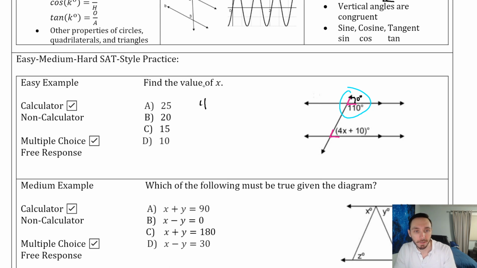They're the same. So we're going to have 4x plus 10 is equal to 70. And okay, everyone can solve. Well, this isn't too bad to solve, right? Move the 10 on over. We get 4x is 60. Divide both sides by 4. X is 15. Done.